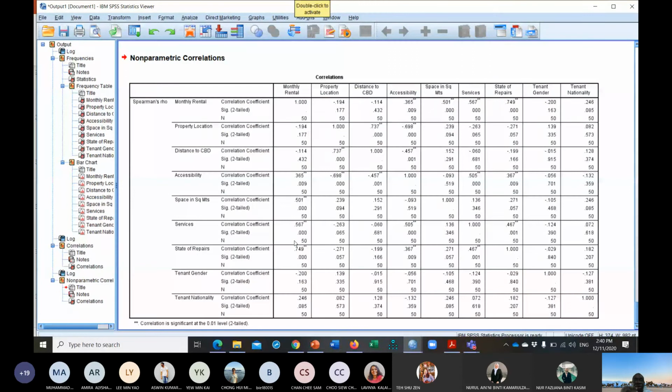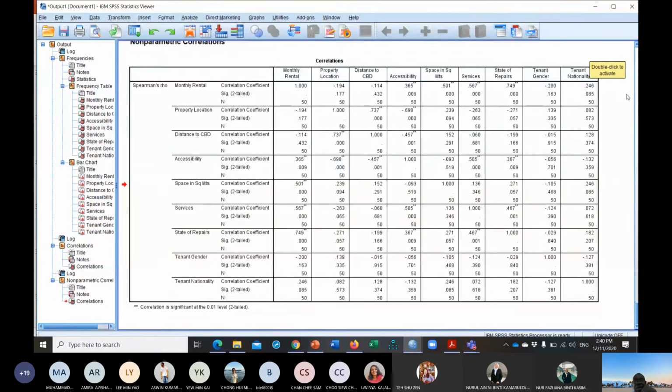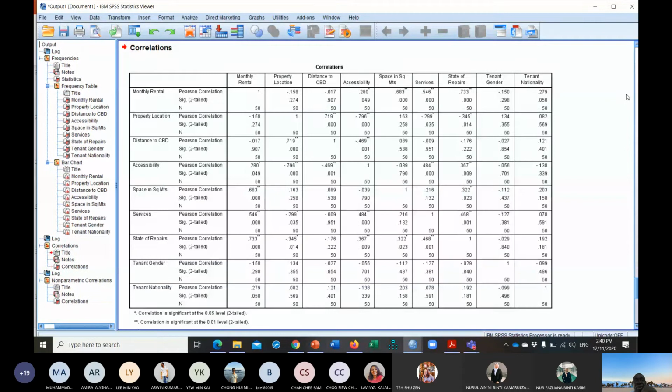And when we do correlation, you can see this is non-parametric. So we are choosing both parametric and non-parametric. The first correlation here is parametric. That's why it says Pearson correlation. Because our data is normally distributed, it's a parametric analysis.